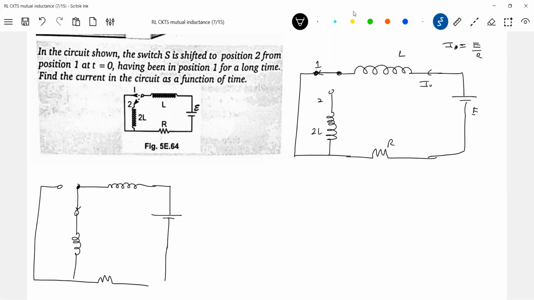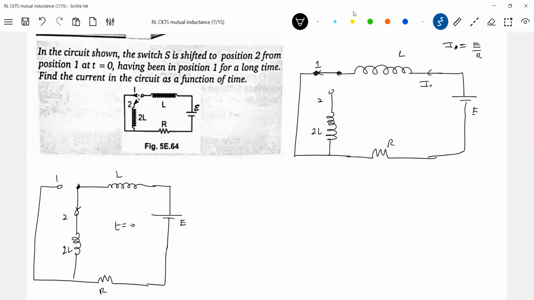This is a resistor R. This is the inductance 2L. This is L. This is at t equals 0. I am drawing this circuit. After some time t will come later on. The moment I move the switch from position 1 to 2, that instant of time is t equals 0. What will happen here? We have to analyze first what conditions will prevail here. Then I know this is the initial current flowing, and then I'll proceed further, writing the equations.